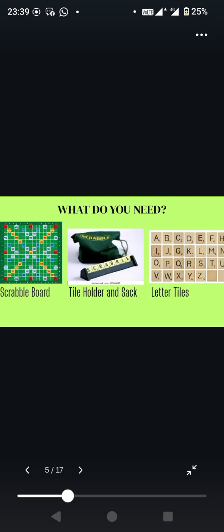How to play Scrabble? What you need for Scrabble are three simple things: the Scrabble board, the tile holder and sack, and the letter tiles.